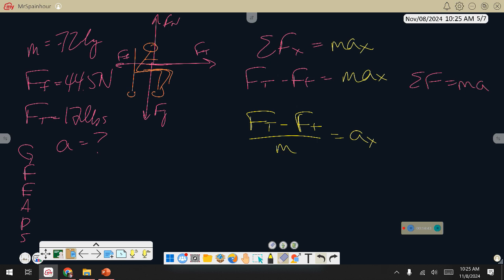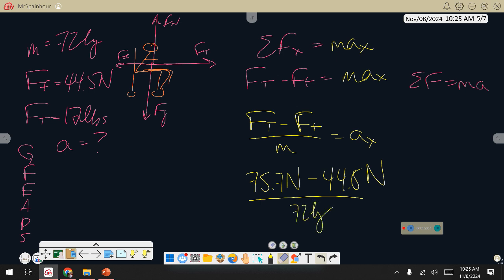Here's a simple thing. To use Newton's second law, you gotta be in newtons. So here we go. What's force tension in newtons? 75.7 newtons. Minus, what did we say force friction was? 44.5. And what's mass? So go ahead and calculate his acceleration.